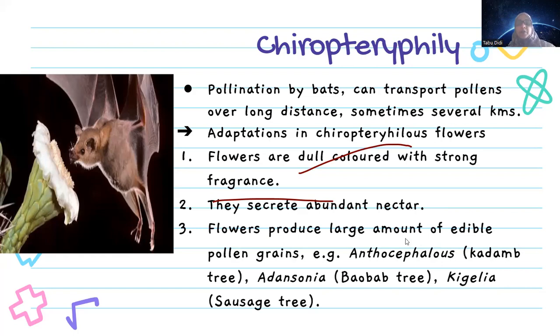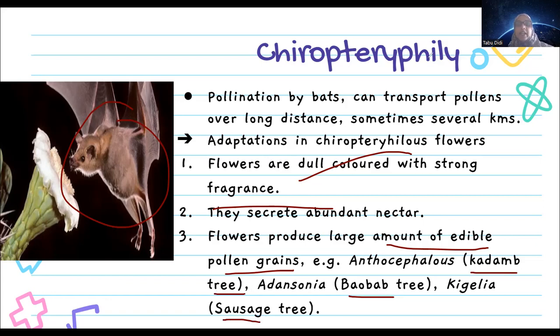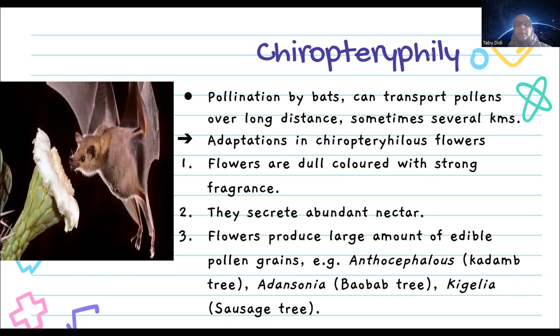So flowers produce a large amount of edible pollen grain also. So one specific and interesting characteristic of these plants is that the pollen grains that these flowers are producing can be eaten by the bat. Okay, so you have kadam tree, baobab tree, sausage tree. These are the tree examples which are pollinated through bats. Okay, make a note of it.